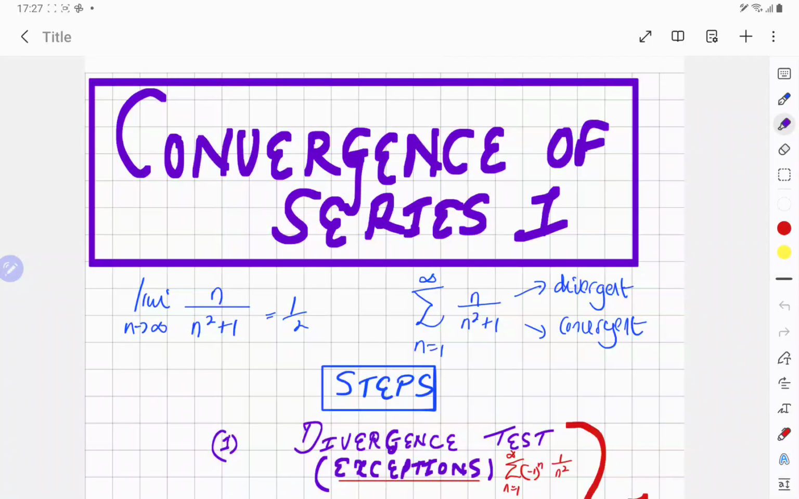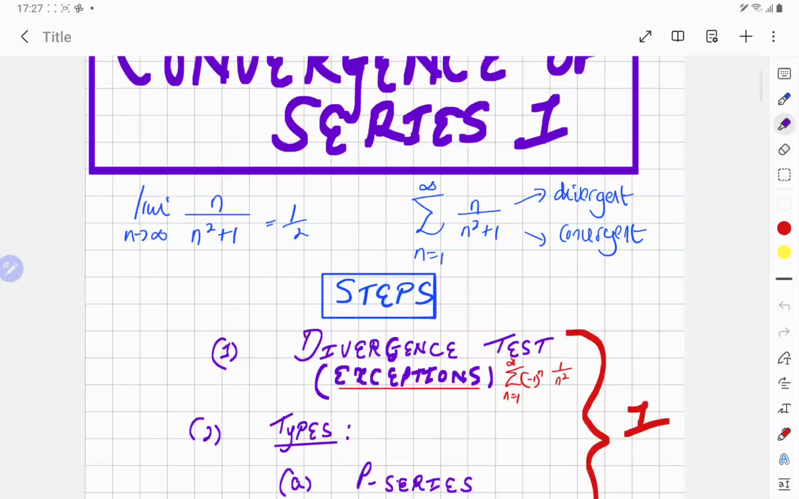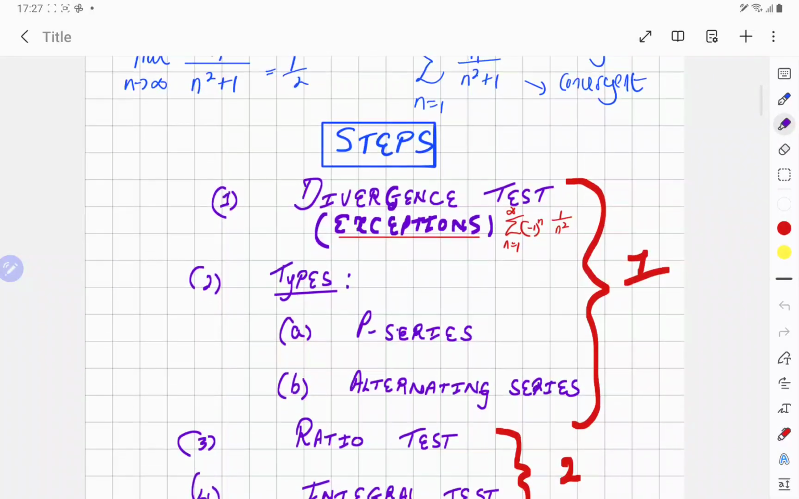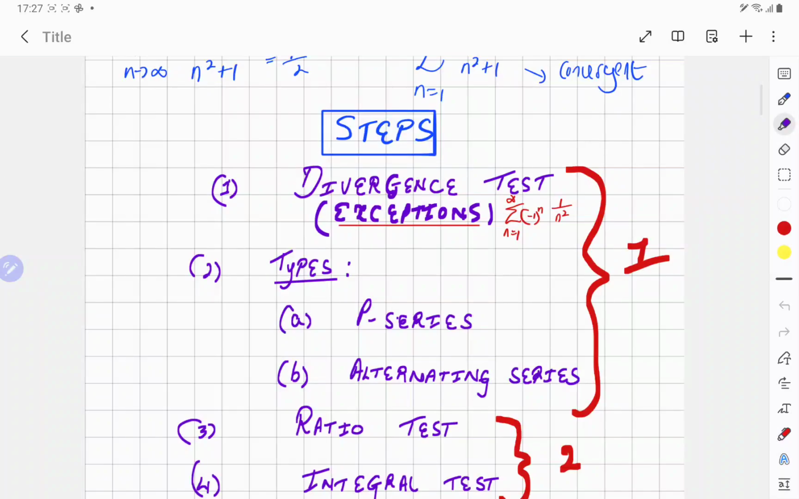We are doing Convergence of Series Part 1. So in the 3 different parts that we're going to do, we will go through the steps. I will explain to you how to go through steps to make sure how to check that a series is convergent or divergent. So what do I mean by steps? You will always use the first step, divergence series test.